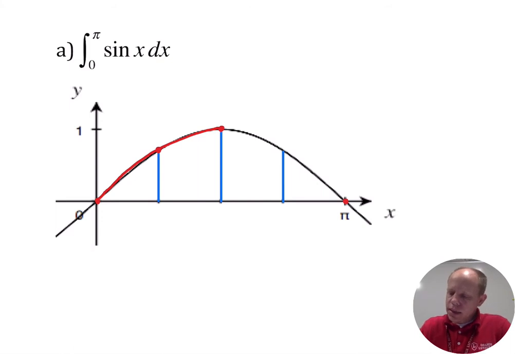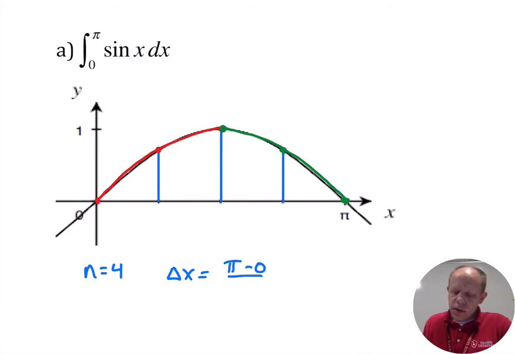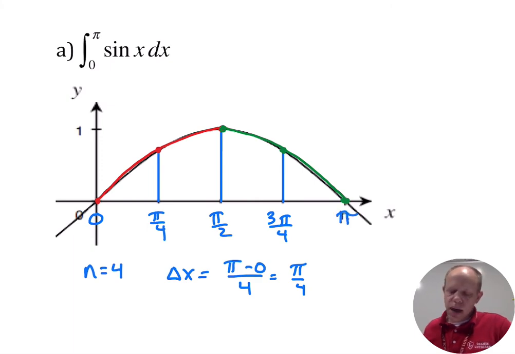It takes 3 points. Then we have another parabola, starting at that 3rd point and going through the next 3 points. We get this parabola right there. We still have n equals 4, and we still have to find our delta x. That'll be b minus a over n, which in this case is pi over 4. So we're going to start at 0, go 1 pi over 4 away, 2 pi over 4, which is pi over 2, 3 pi over 4, and finally 4 pi over 4, which is just pi.